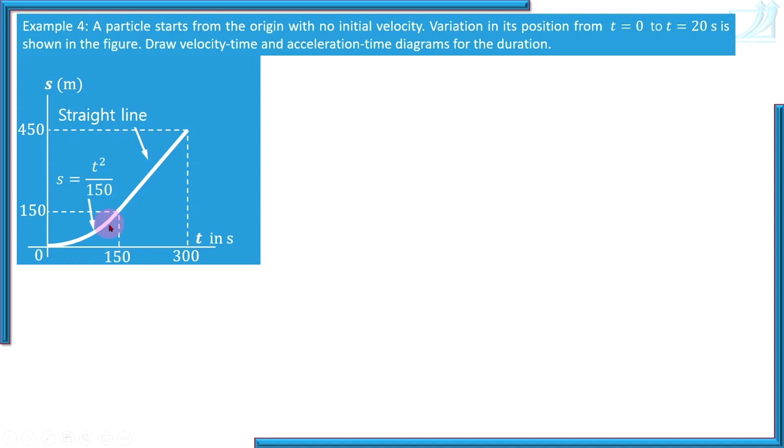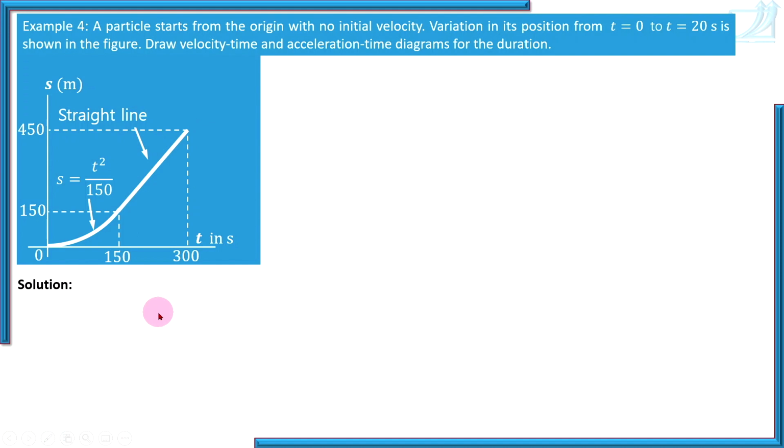In this case, the ST diagram is given. From 0 to 150 seconds, it is a parabola. Watch here, S is equal to t squared by 150. Y is equal to kx squared, that is a parabola, a standard parabola. And from 150 to 300, it is a straight line.